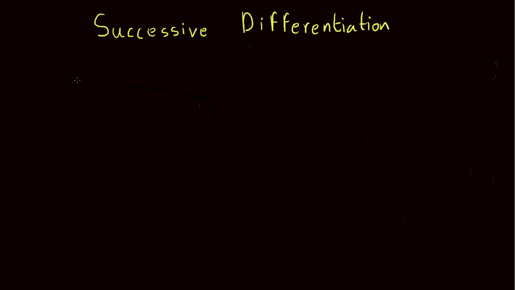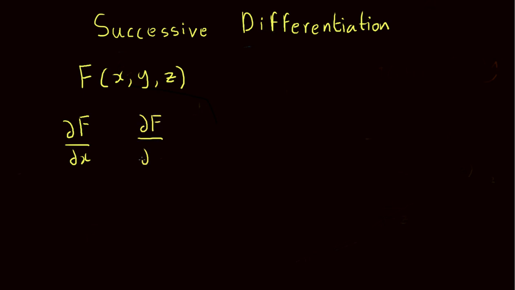That is to say, for example, we have a function f(x, y, z). And we do the partial derivative with respect to x, del f del x. Or maybe we do del f del y. And we take del f del z, with respect to x, y, and z.